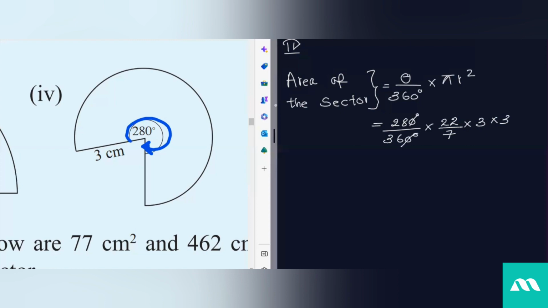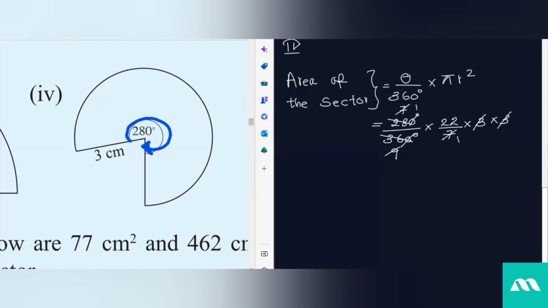Then 28 divided by 4, it is 7. 36 divided by 4, it is 9. 7 can be divided by 7. Here 7 to 7 cancelled. Then 3 times 3 it is 9. Therefore 9 can be cancelled for these two threes. Therefore answer is 22 square centimeters.